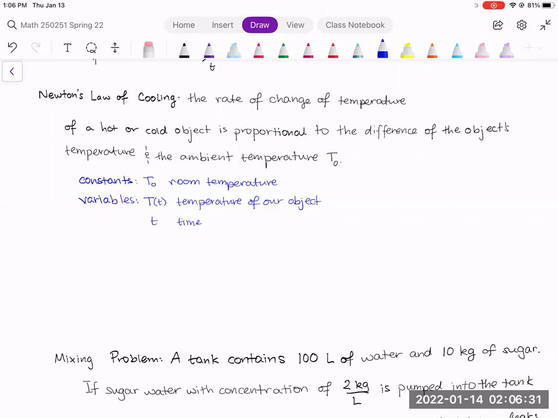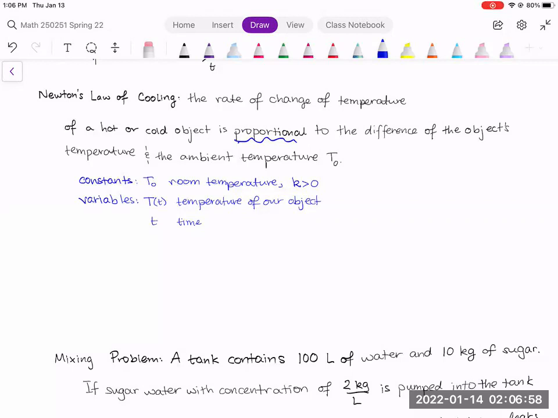Let's see. We're also going to have a proportionality constant. Let's call it K, which is going to be greater than 0. Okay. So this is coming from knowing that the rate of change of temperature is proportional to the difference of the object's temperature and the ambient temperature T naught. So we just want a proportionality constant to capture that.